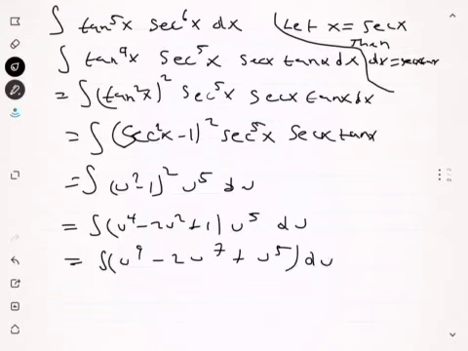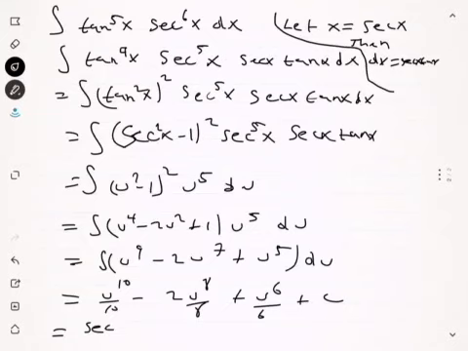And then you integrate. So doing that, you get u to the 10th power divided by 10, minus 2u to the 8th power divided by 8, plus u to the 6th power divided by 6, plus C. And then this time you plug in secant for u. So secant to the 10th power x divided by 10 minus secant to the 8th power divided by 4 plus secant to the 6th power divided by 6 plus C.